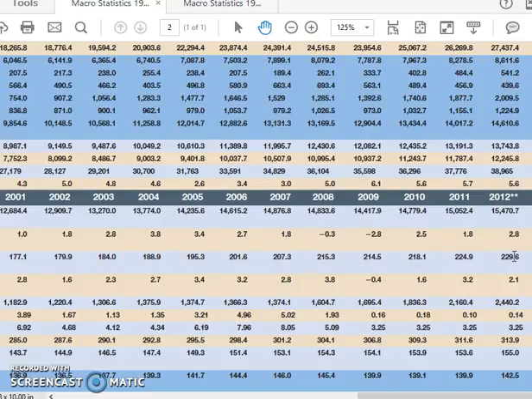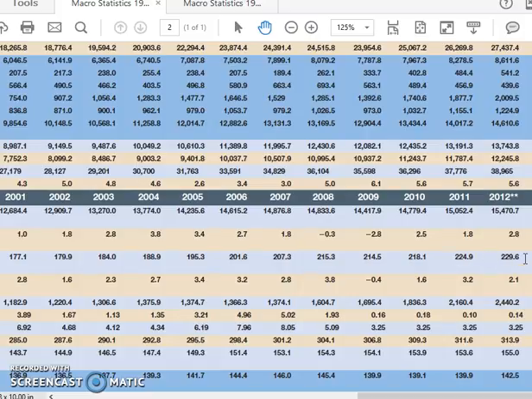So subtract 100, prices are 129.6% higher than they were back in the base years, which was 1982 to 1984. We said that on a previous podcast. In 2011, the price index was 224.9. That means prices that year minus 100 were 124.9% higher than they were back in the base year, 1982 to 1984. Okay? That's what the price index means.